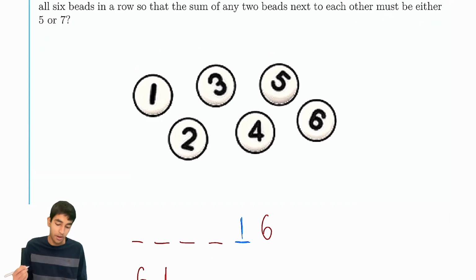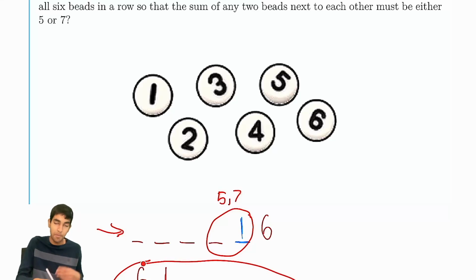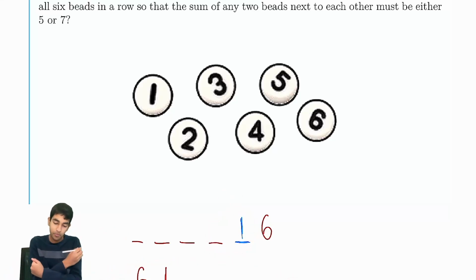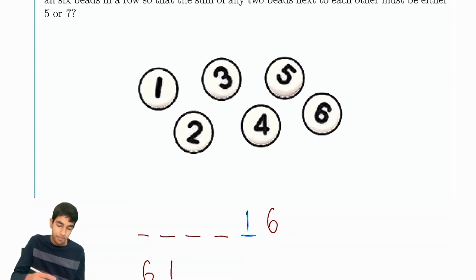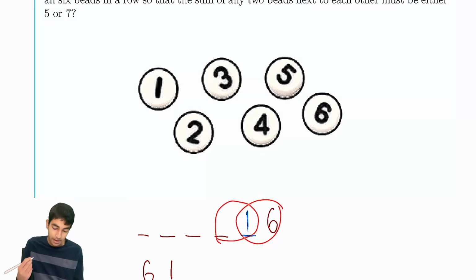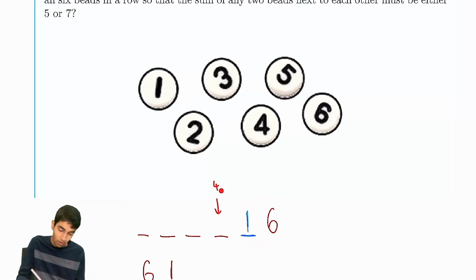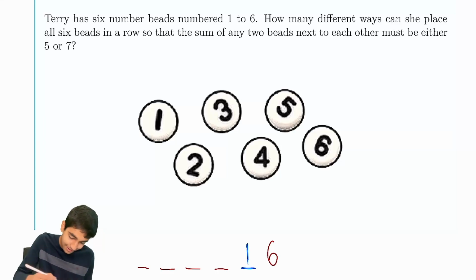What has to be next to 1? Well, the sum of 1 and 6 is 7. So the sum of 1 and this next number must either be 5 or 7. And I'm just going to focus on this case for now, because this case is basically just a mirror image of it, right? You just flip it. So we'll just focus on this first case and multiply by 2 at the end. So 1, the sum has to be 5 or 7, which means this number has to be 4 or 6. But it can't be 6. We already used that. It has to be 4.